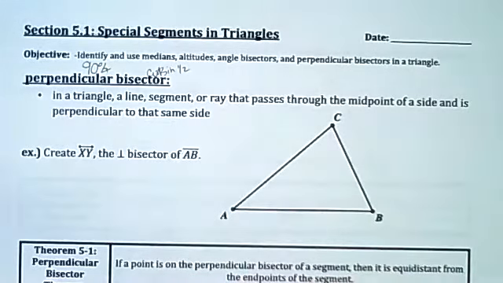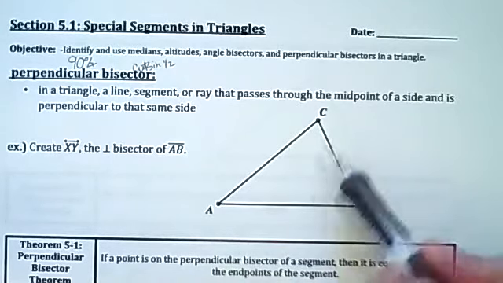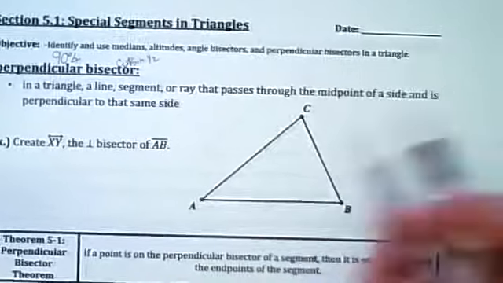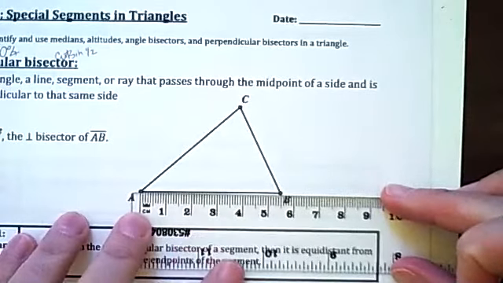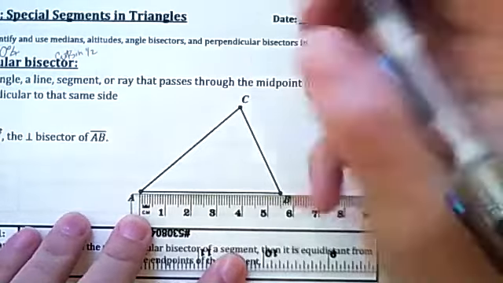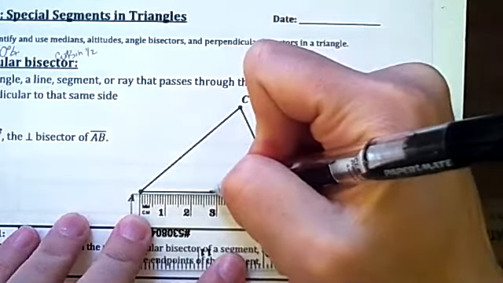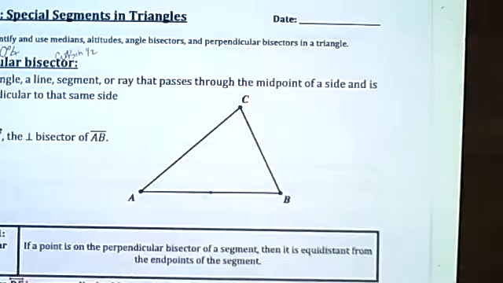So if we have this triangle here, and the directions say create XY, the perpendicular bisector of AB. So it's going to be perpendicular to AB and it's going to cut it in half. So what we're going to do is find the midpoint of AB. So this is where the ruler comes in. AB is about 5.5, so I would say about here, about 2.75, is the midpoint. And then to make a 90-degree angle, you just set it up.